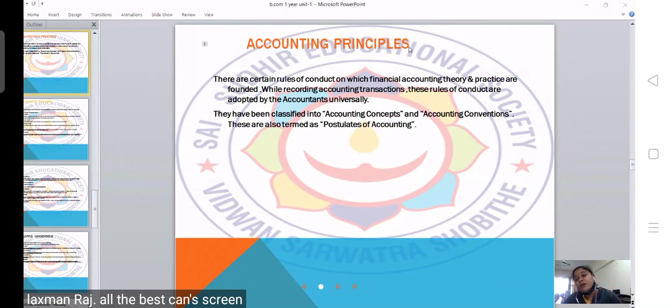Now, accounting principles are classified into two. The first one is accounting concepts, and the second is accounting conventions. So what is this?